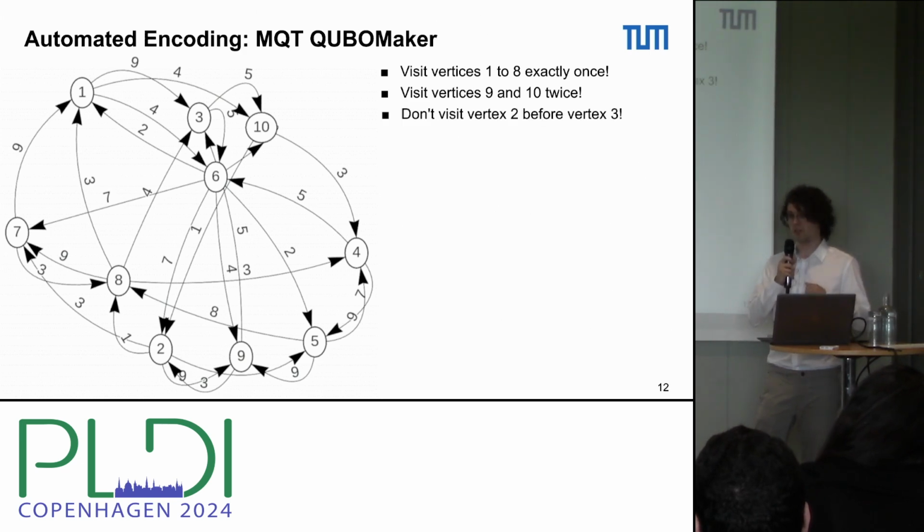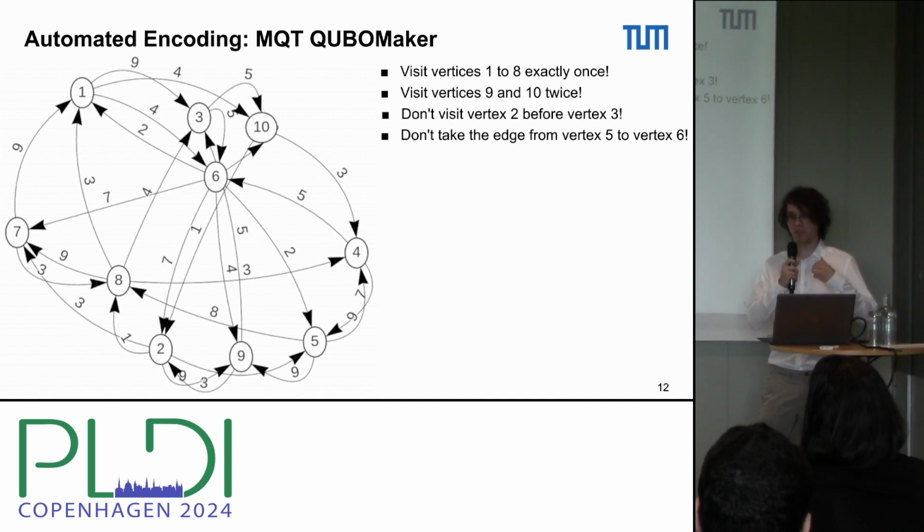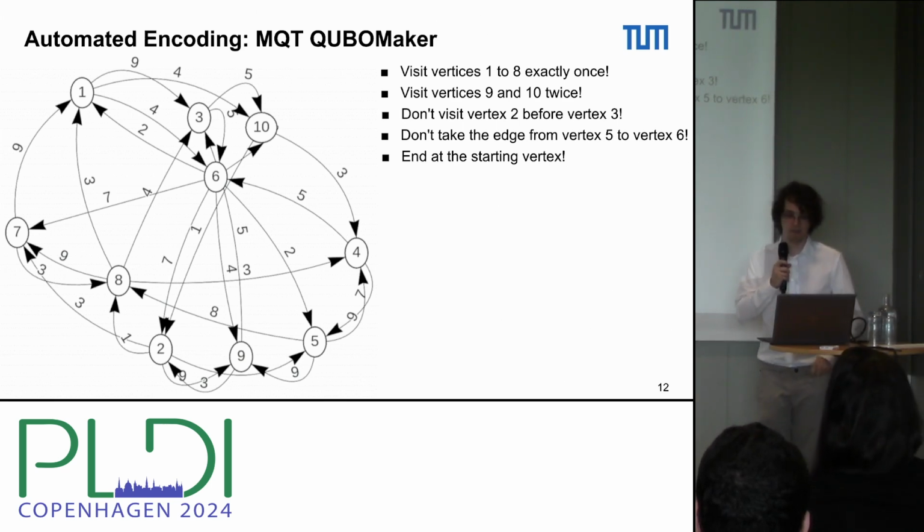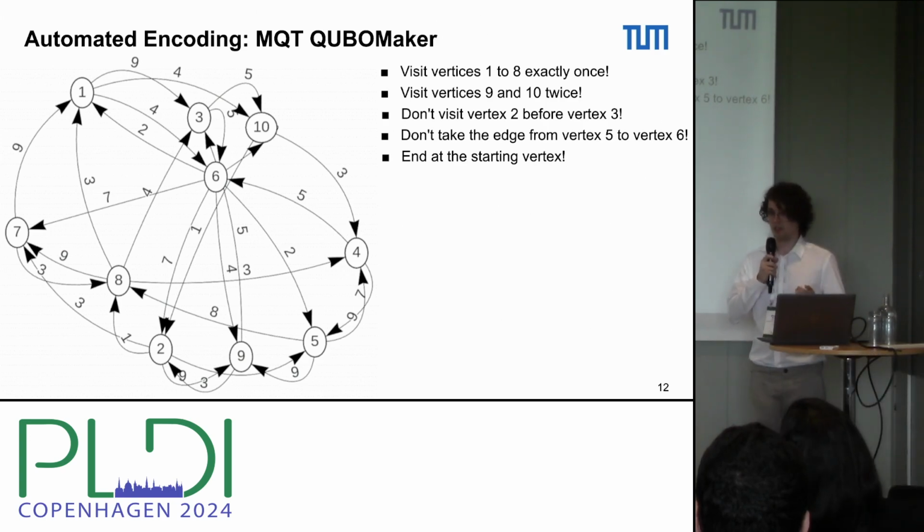Also, we don't want to visit vertex 2 before vertex 3. Maybe we need to pick up something from location 3 and bring it to location 2. Also, we don't want to take the edge from vertex 5 to vertex 6. Maybe we know that there's construction work going on on that street, so we don't want to risk getting into a traffic jam. And also, we want to end at the starting vertex so that we can leave the car there overnight, for instance. Now, there are existing quantum algorithms for this.